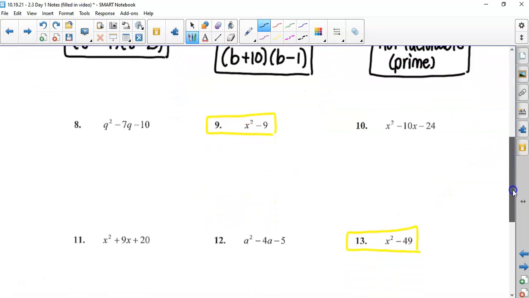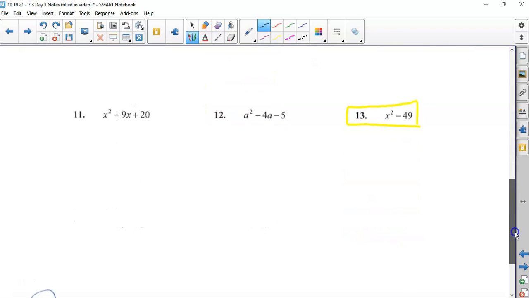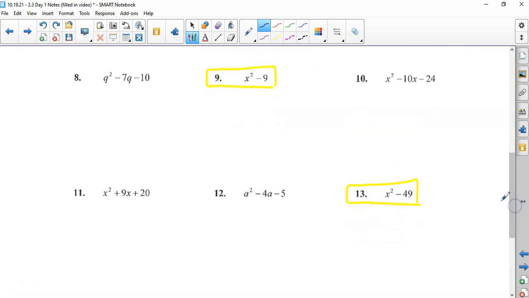Okay, your turn. Please press pause, and you're working on 8 through 13. When you press play, we're going to check answers for all of them. So please, for real, press that space bar, press pause now, and give these a try.